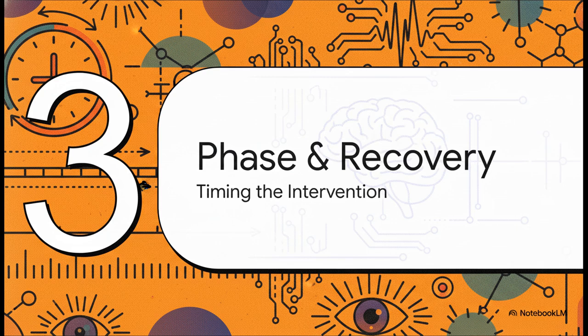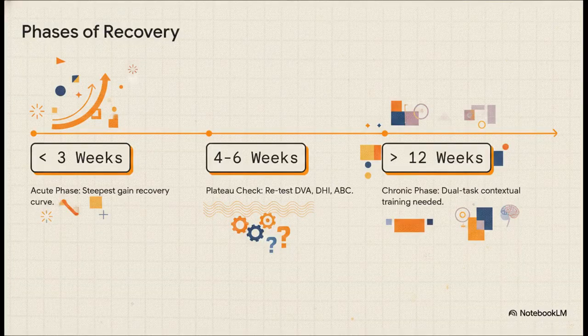Next up is Section 3, Phase Effects and Recovery. Let's talk about timing the intervention. The timing of the injury completely changes your therapeutic prescription. Starting in the acute phase, so under 3 weeks from symptom onset, drives the absolute steepest recovery curve. If you delay beyond 8 weeks, you actually halve the rate of recovery. And as your patient transitions past 12 weeks into the chronic phase, pure VOR adaptation alone just isn't going to cut it. You must shift toward more complex, dual-task contextual training.